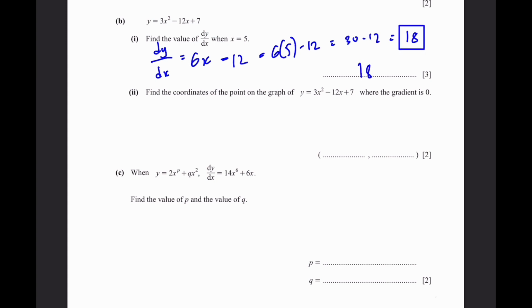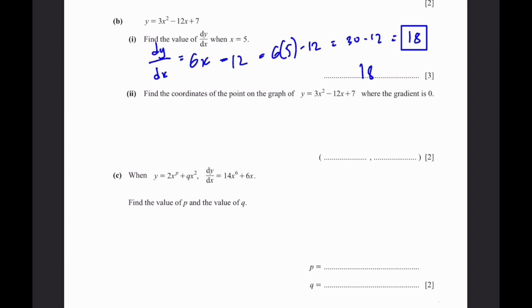That's the answer. 2. Find the coordinates of the point on the graph of y equals 3x squared minus 12x plus 7, where the gradient is 0. Now to find this, we can say that dy by dx equals 0. That means 6x minus 12 equals 0. 6x equals 12, x equals 2.